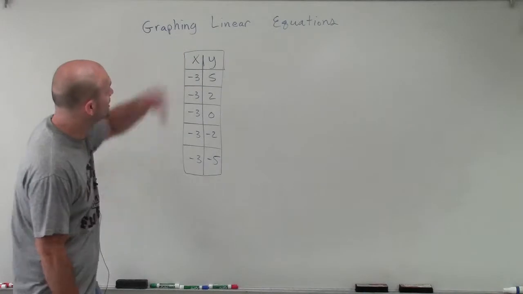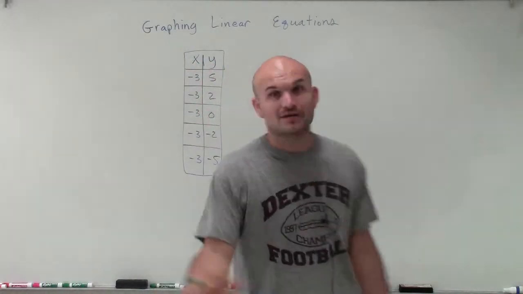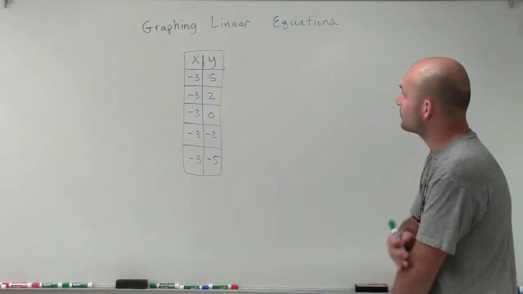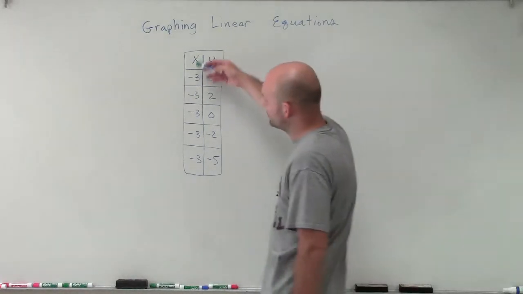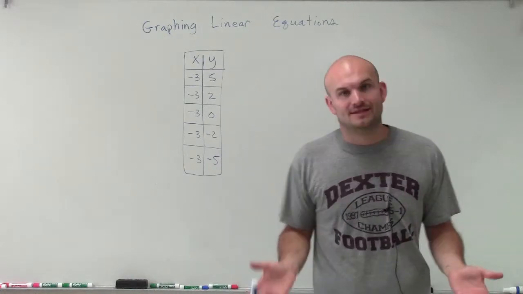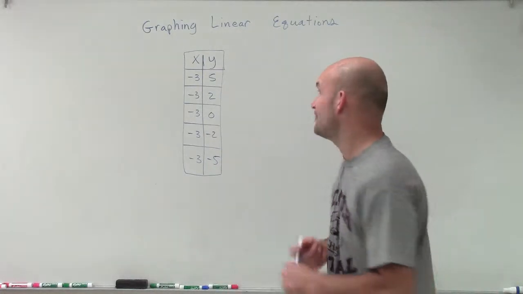Welcome. So what I want to do is show you how to graph a linear equation by using a table when we're given something that's going to look like either a horizontal or vertical line. As you can see, my x-coordinates are not changing. So let's go ahead and plot this real quick and see what exactly my graph's going to look like.